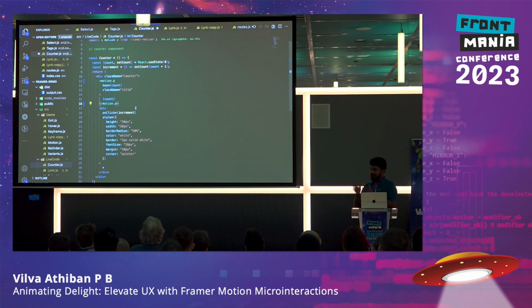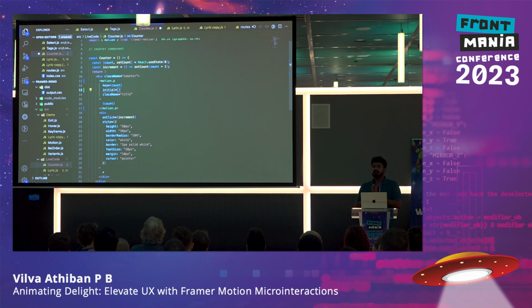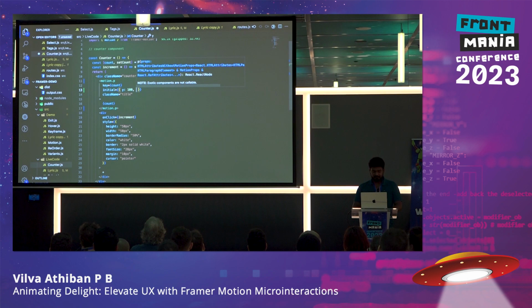So now we have converted our HTML component into a motion component. Next, we'll start adding animation. What do I want my initial state to be? Now I want my number to come from bottom to up and fade in. So my initial state will be, my Y position will be like 100 pixels down, and opacity will be 0.